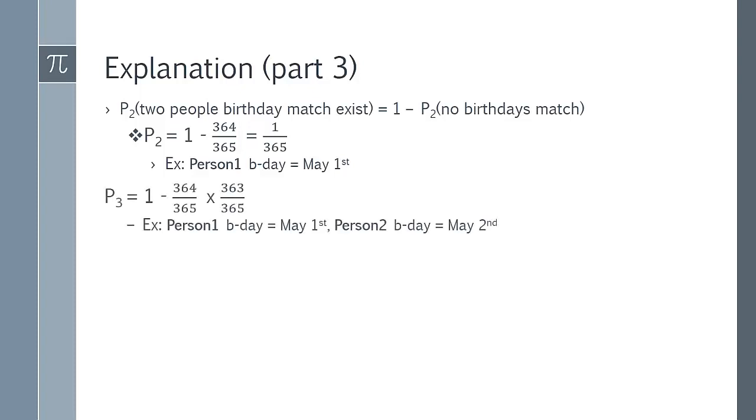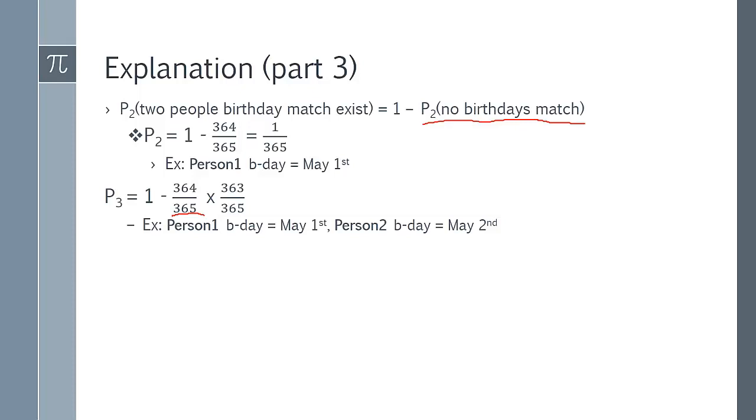In a group of 3 people, it would be P of 3 equals 1 minus 364 over 365 multiplied by 363 divided by 365. The 364 over 365 here is basically P of 2 no birthdays match. So it is the probability that no birthday matches when there are two people in a room.